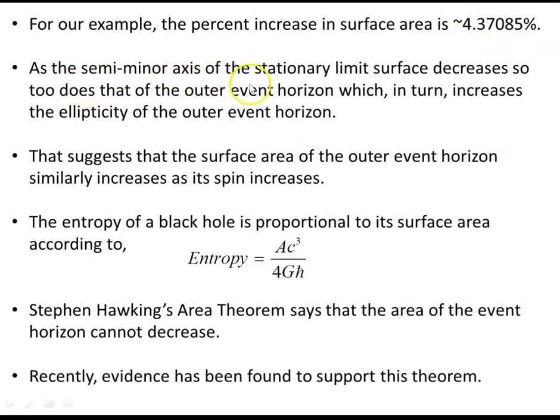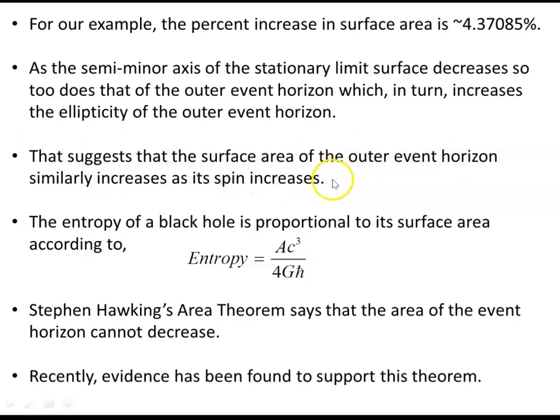Now, as the semi-minor axis of the stationary limit surface decreases, so too does that of the outer event horizon, because if the semi-minor axis for the stationary limit surface is decreasing in the z-axis direction, then the outer event horizon must be compressed as well. And that increases the ellipticity of the outer event horizon. We expect that, and we'll see that in the next video. Now, that suggests that the surface area of the outer event horizon similarly increases as its spin increases.